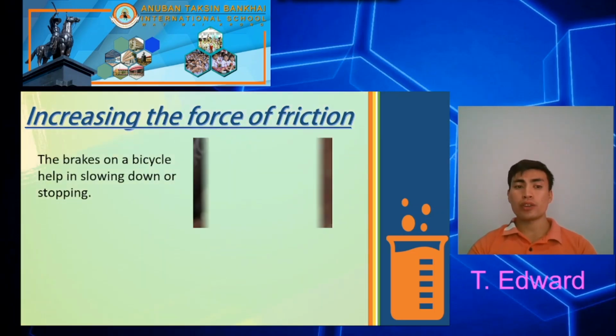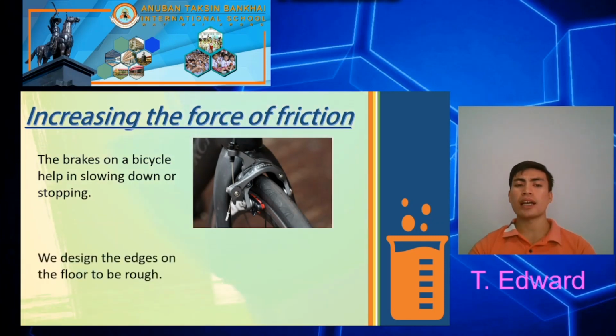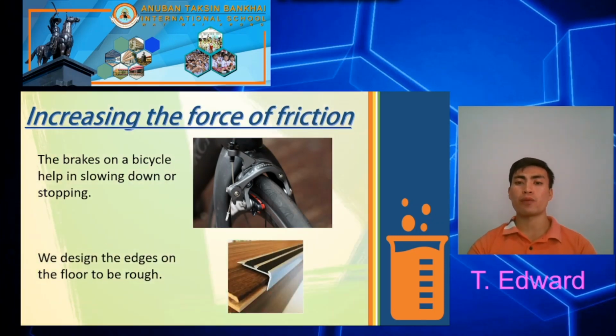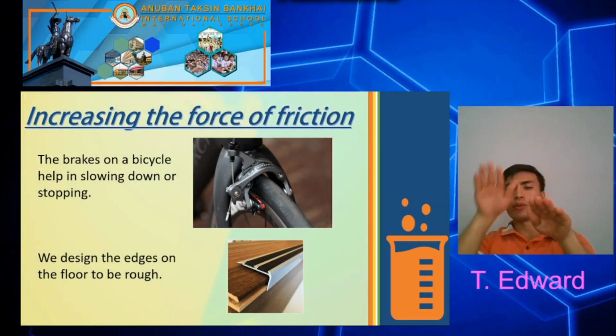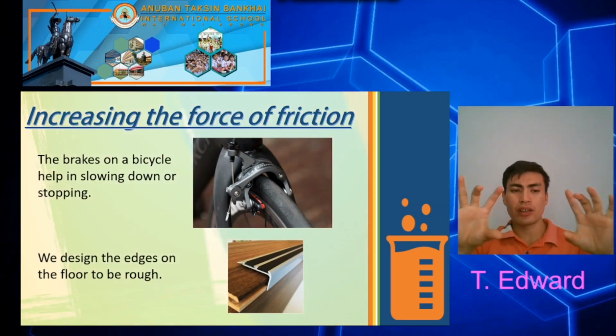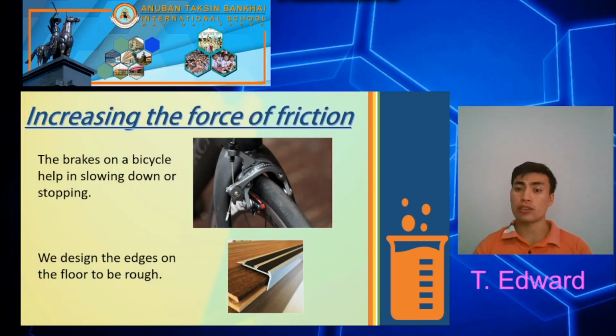Last one, the brakes on the bicycle help in slowing down or stopping. So there is friction there also that we use. And here we design the edges on the floor to be rough. Okay, the edges of the stairs, you know stairs, right? When we step on the stairs, there is a little bit of a rough surface that they put on the edge so that we will not slide, because it will be very dangerous for us to walk on the stairs without these rough edges.